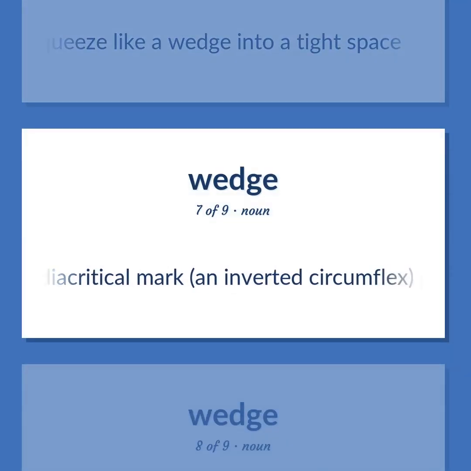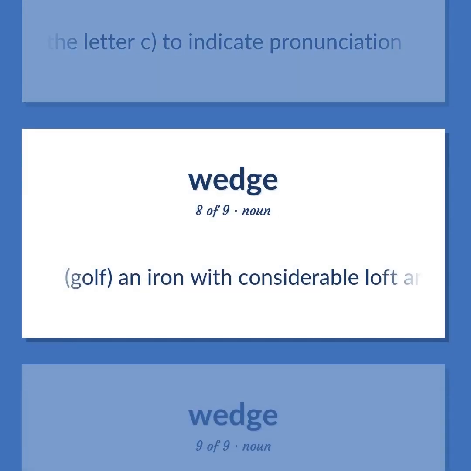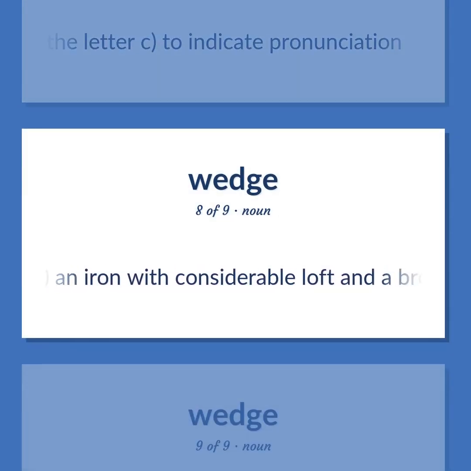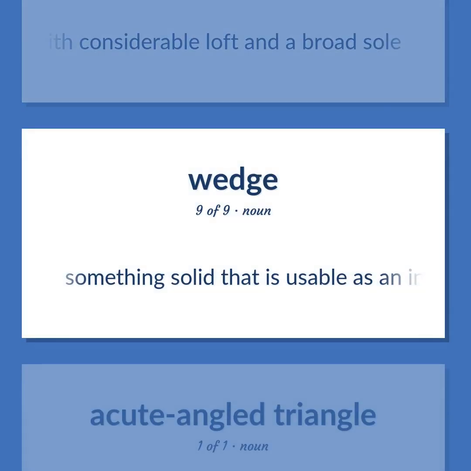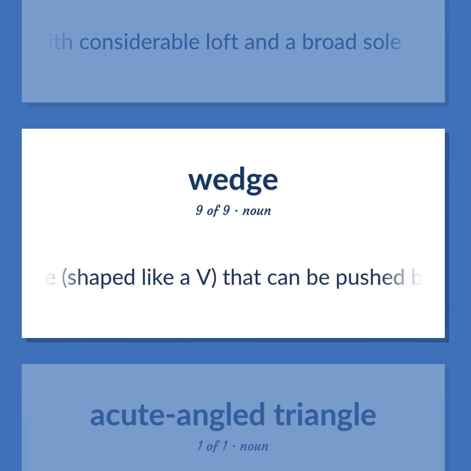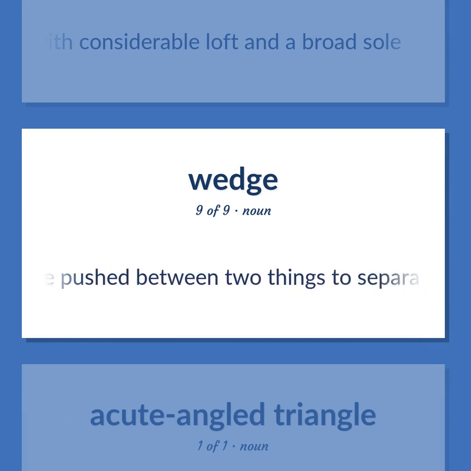A diacritical mark, an inverted circumflex, placed above certain letters, such as the letter C, to indicate pronunciation. Golf, an iron with considerable loft and a broad sole. Something solid that is usable as an inclined plane, shaped like a V, that can be pushed between two things to separate them.